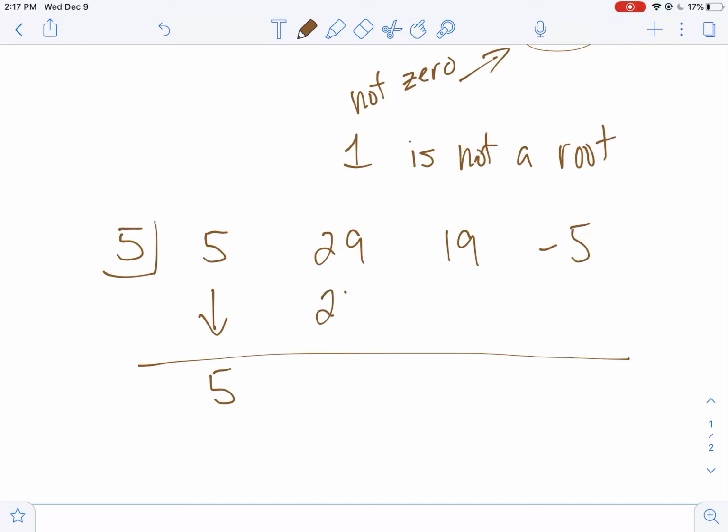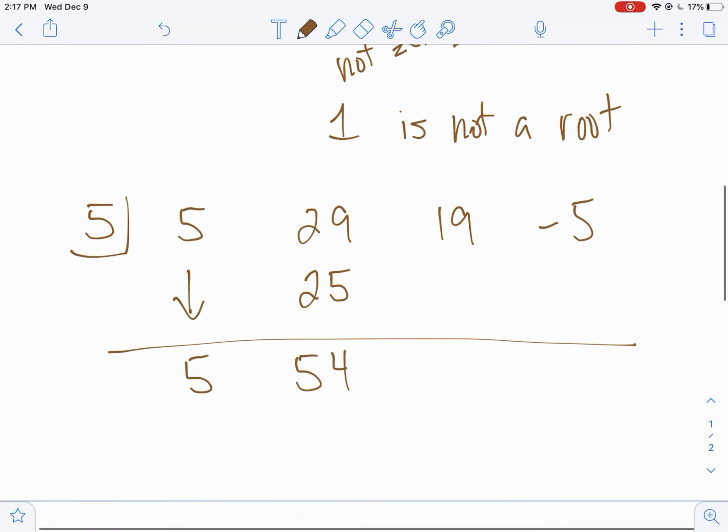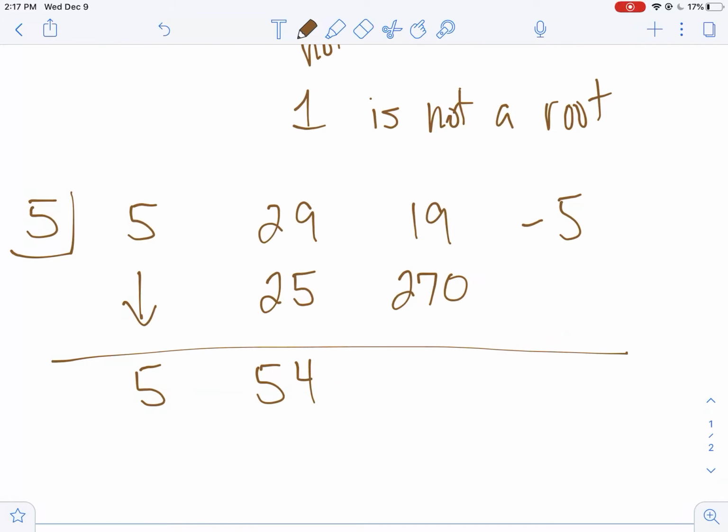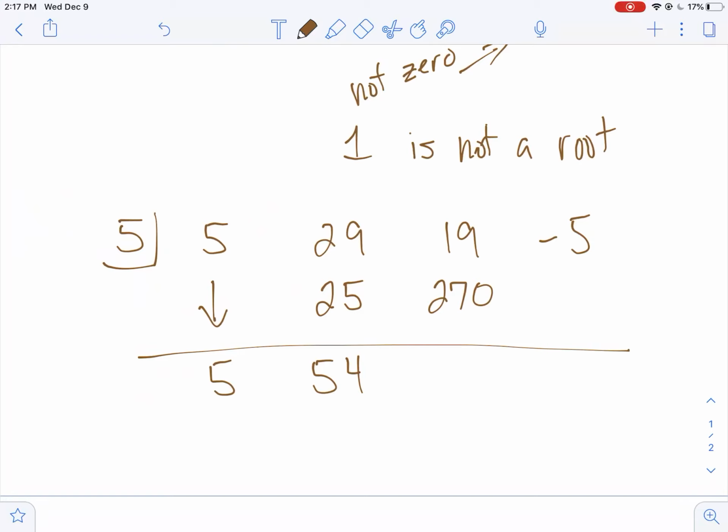5 times 5 gives me 25. 29 plus 25 gives me 54. 54 times 5, it's getting messy, but we can handle this. 270. 270 plus 19 gives me 289. 289 times 5, I'm getting something big now. I believe that would give me 1,445.